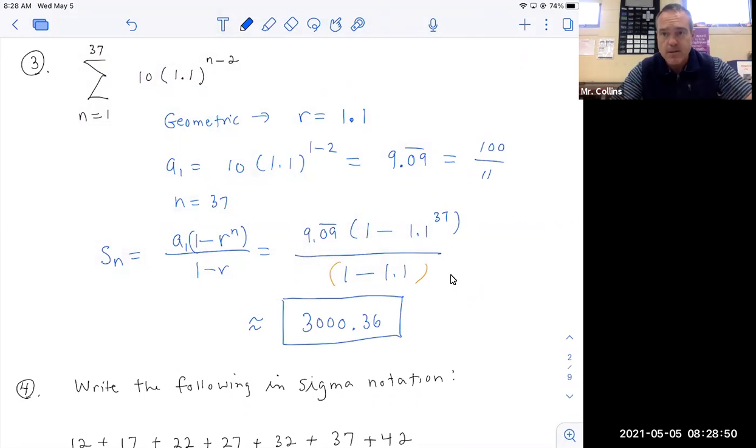Just be careful on Delta Math. On a problem like this, they'll say round to 2 decimal places, or round to the 100th place, or they might say round to the 10th. So just be careful with your rounding.